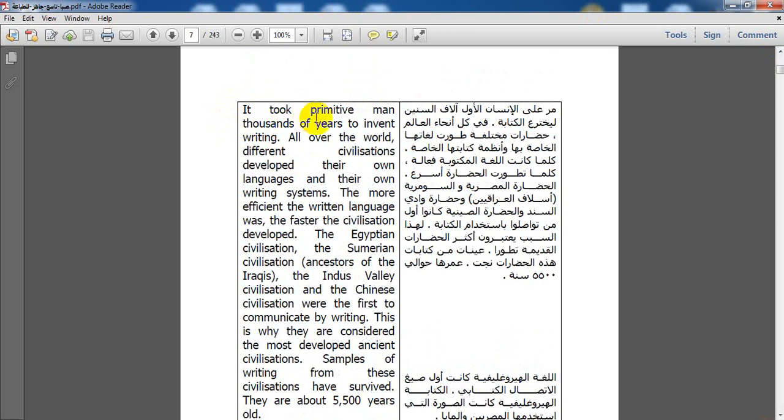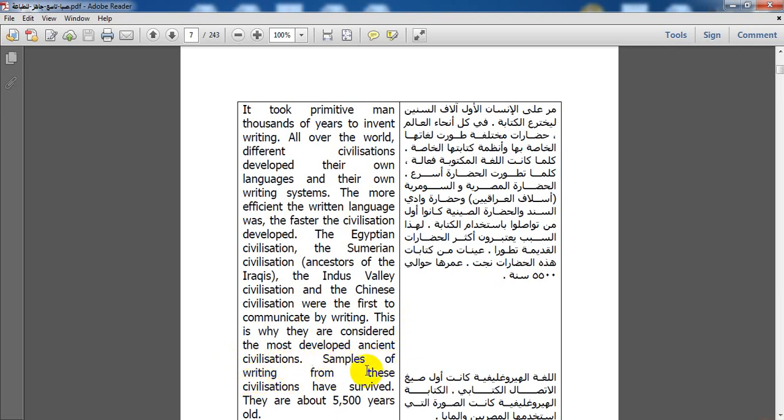It took primitive man thousands of years to invent writing. All over the world, different civilizations developed their own languages and their own writing systems. The more efficient the written language was, the faster the civilization developed. The Egyptian civilization, the Sumerian civilization, ancestors of the Iraqis, the Indus Valley Civilization and the Chinese civilization were the first to communicate by writing. This is why they are considered the most developed ancient civilizations.